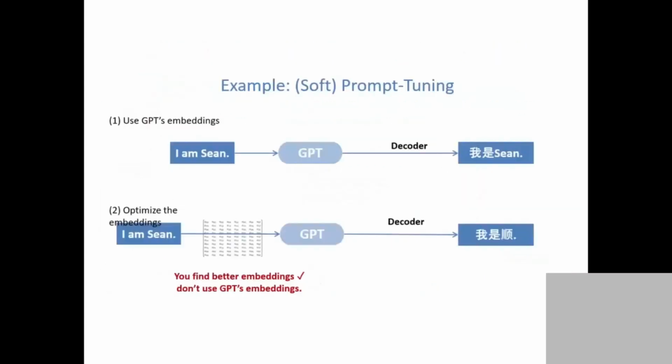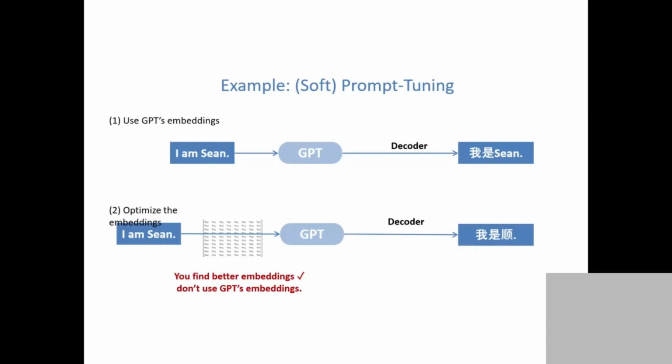If you try all this and it's still not working, what do we do? We still have more options. It's called soft tuning. So what does soft tuning mean? Look at this example. I am Sean. You put it in GPT, and decoder, we'll talk about the decoder concept later. Then it translates I am Sean to Chinese, but it's a bad translation, because Sean is not Chinese, right? Maybe Chinese people don't understand what it means.